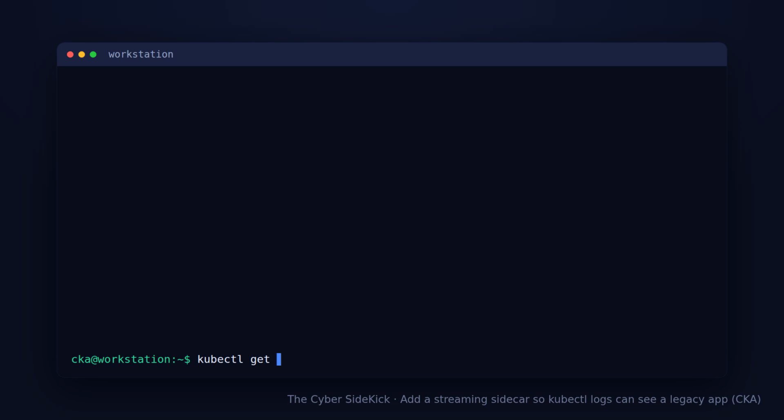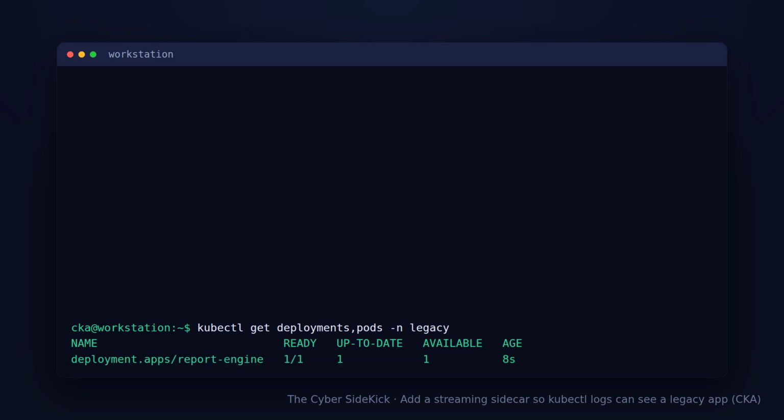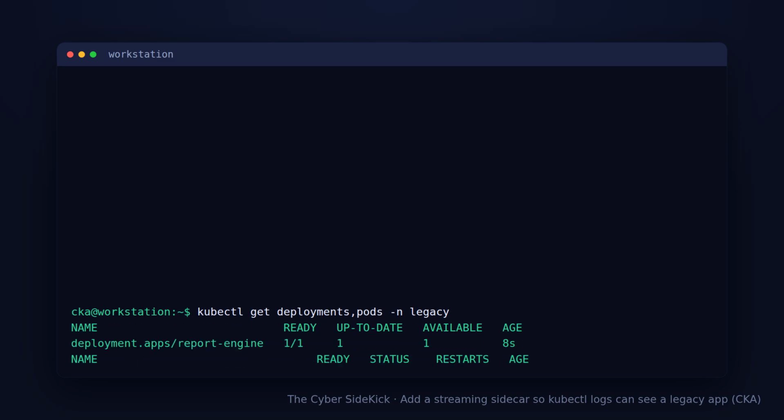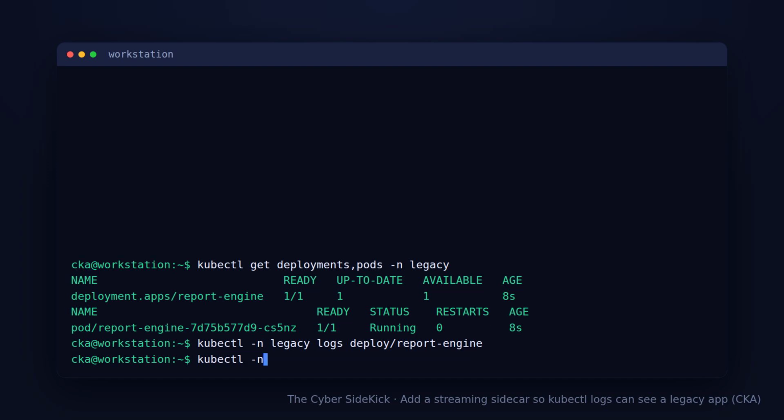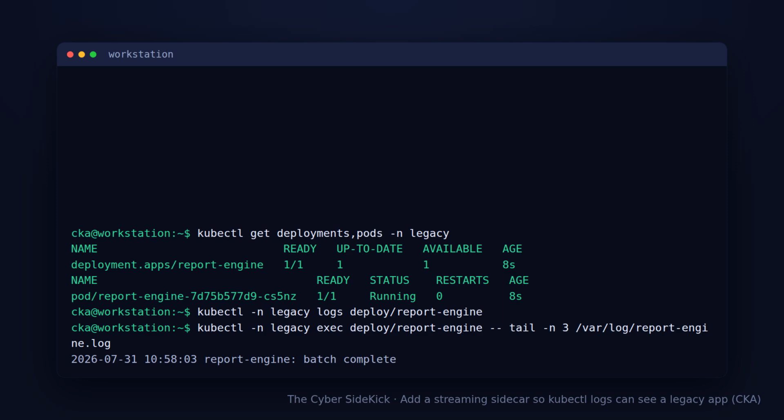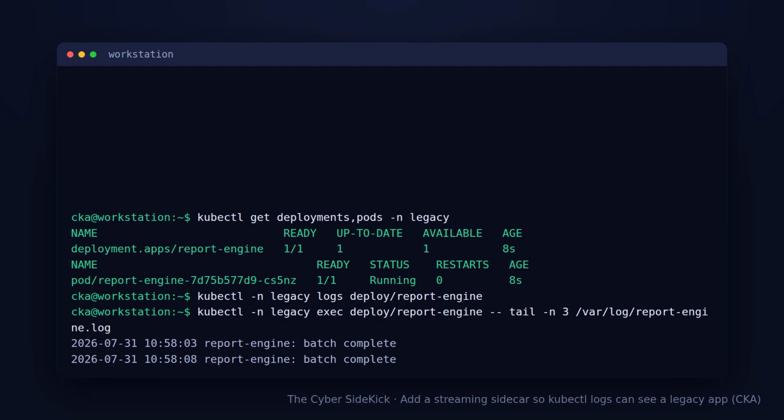Let's see the problem before fixing it. The deployment is running. One pod, ready 1 of 1, no restarts. Nothing is broken. Now ask for its logs, and look carefully. There is no output, not an error, not a warning, just nothing, which is the most confusing failure mode there is. The app is definitely producing output though. Exec into the container and tail the file it writes, and there are the log lines, timestamped, several of them, sitting in the container's own file system, where kubectl cannot reach them.